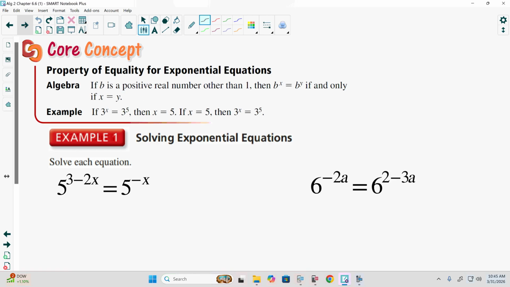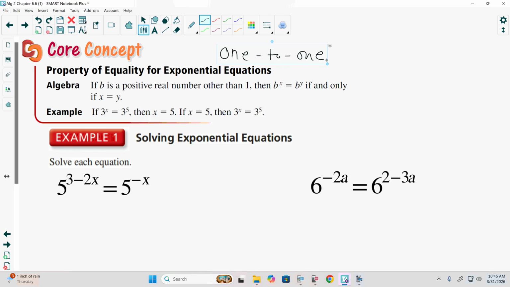The rest of chapter 6 is solving. Now, the first big property we're going to get with exponentials is, they call it the property of equality for exponential equations. I refer to this as the one-to-one property. And the big thing with this is that if both bases are the same, the only way that they could be equal is if the exponents are also.